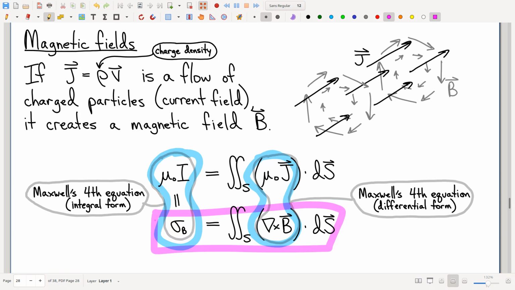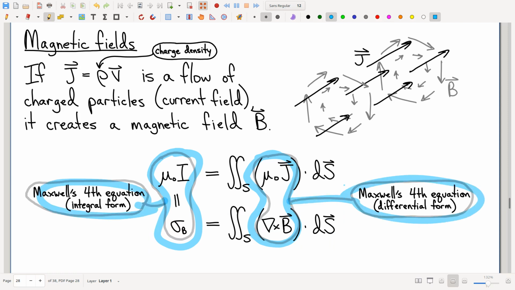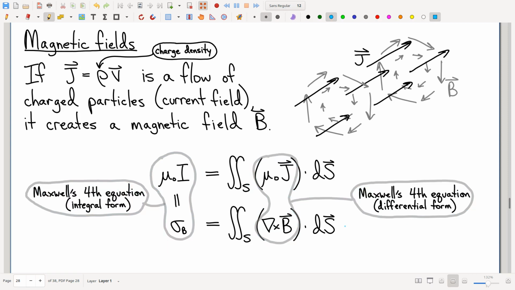Okay. So again, even though these are different equations, we consider them both to be Maxwell's fourth equation, at least in the way that I like to order Maxwell's equations. So same equation, two different versions. Is that cool?